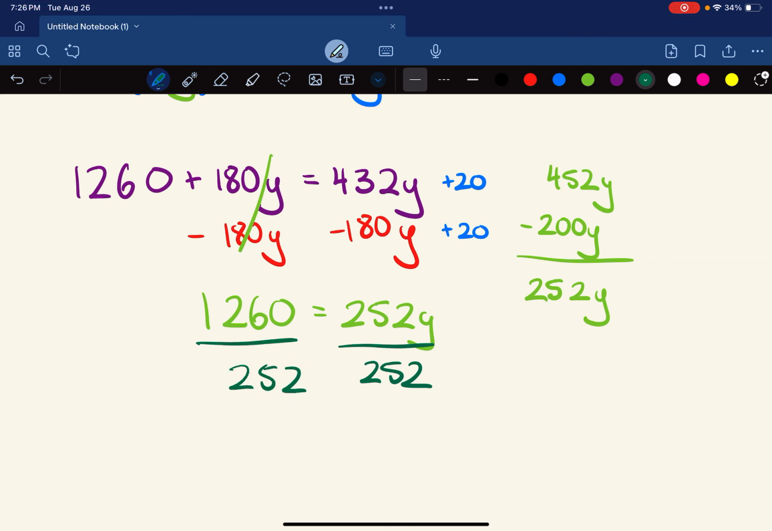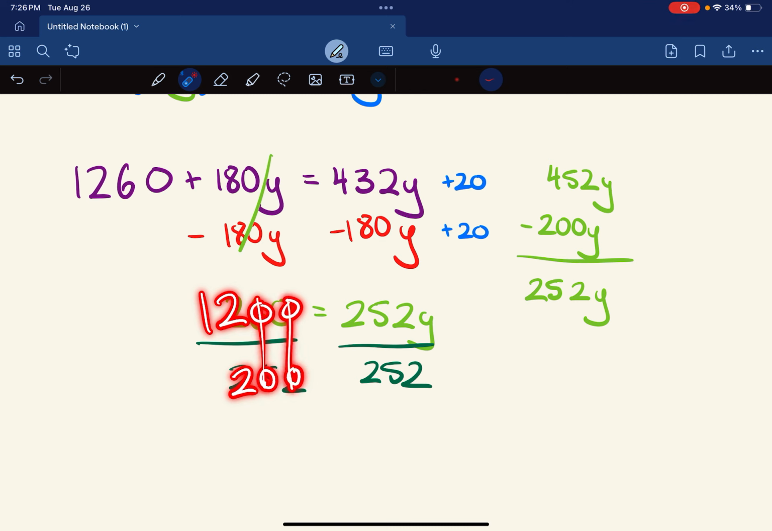Is there a fancy trick to do this? I mean, guess and check is pretty close. This number is really close to 1,200, and this number is really close to 200-ish. Cross off the 0, cross off the 0. 12 divided by 2 is about 6. So it's probably like 5 or 6.